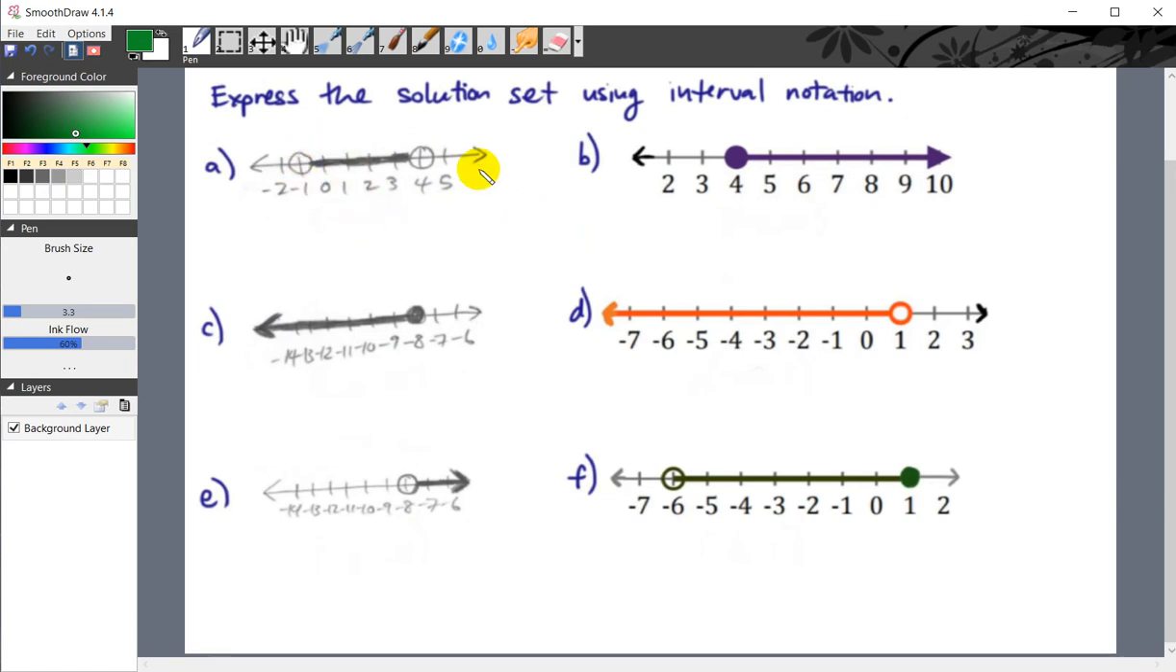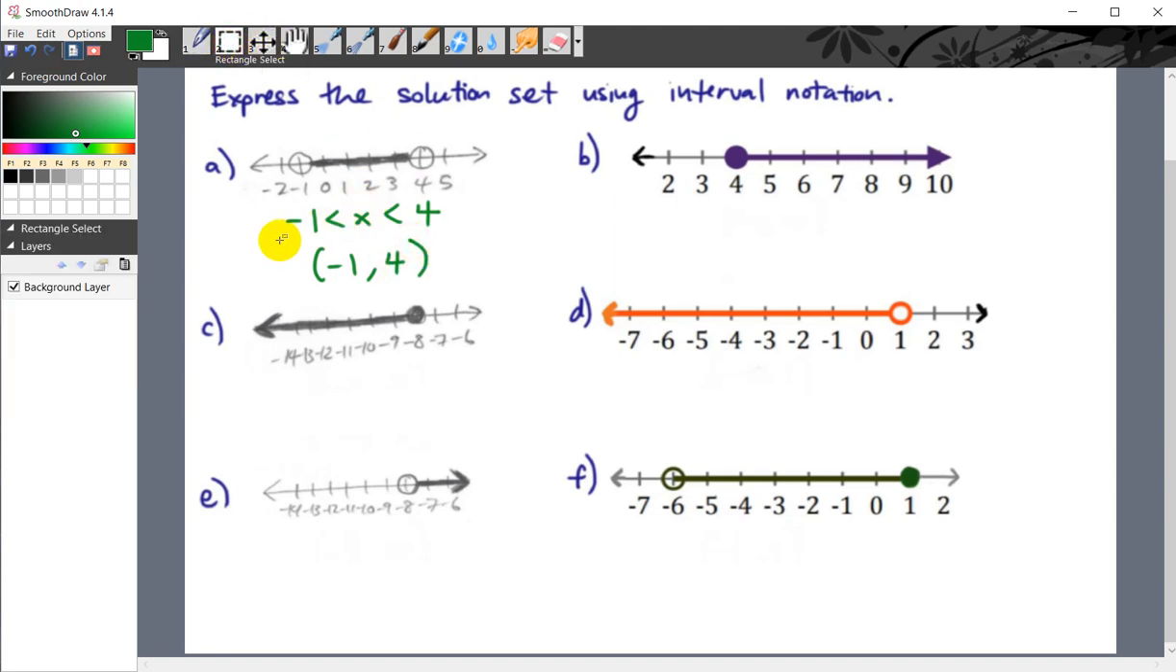So you can see here, we have open circles. So this is the same thing as -1 is less than x is less than 4. Okay? Or in other words, what we can do is, actually, hold on, I'll put it side by side so you can see. So we can convert this to interval notation. So this is -1 to 4. That's another way that we can represent this using interval notation.